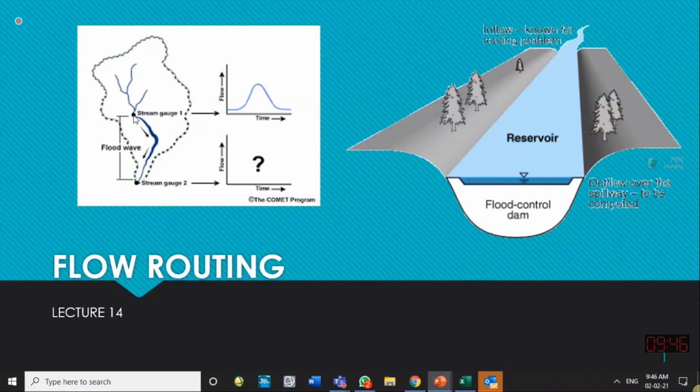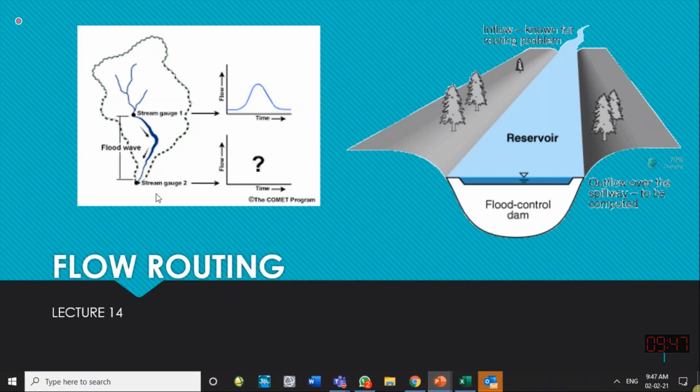Either he made it from the empirical equations or from the hydrograph, or he has observed it. So he has the hydrograph over here. He wants to know what will be the peak flow over here, what will be the volume of water reaching over here, what will be the base dip, what will be the hydrograph over here.